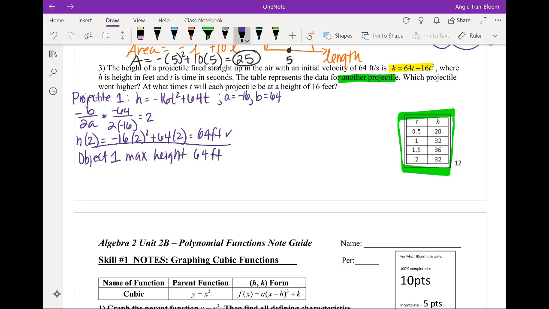All right. Now we have to compare it to object 2. This is where you use your Desmos because it didn't give you an equation. Do you guys remember how to enter in your data? Good. Enter your data so I can tell you how to achieve the equation.